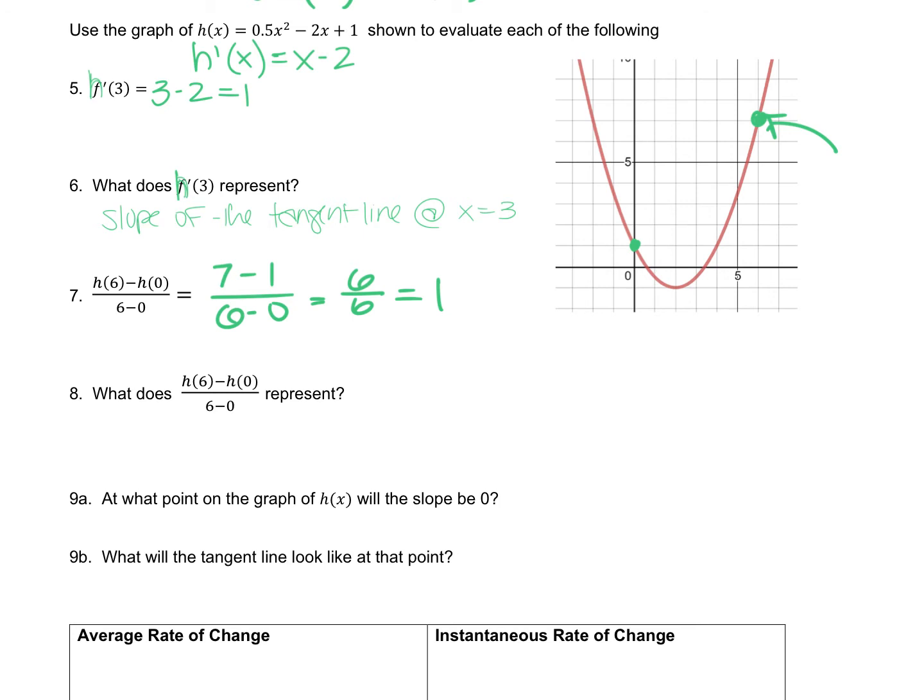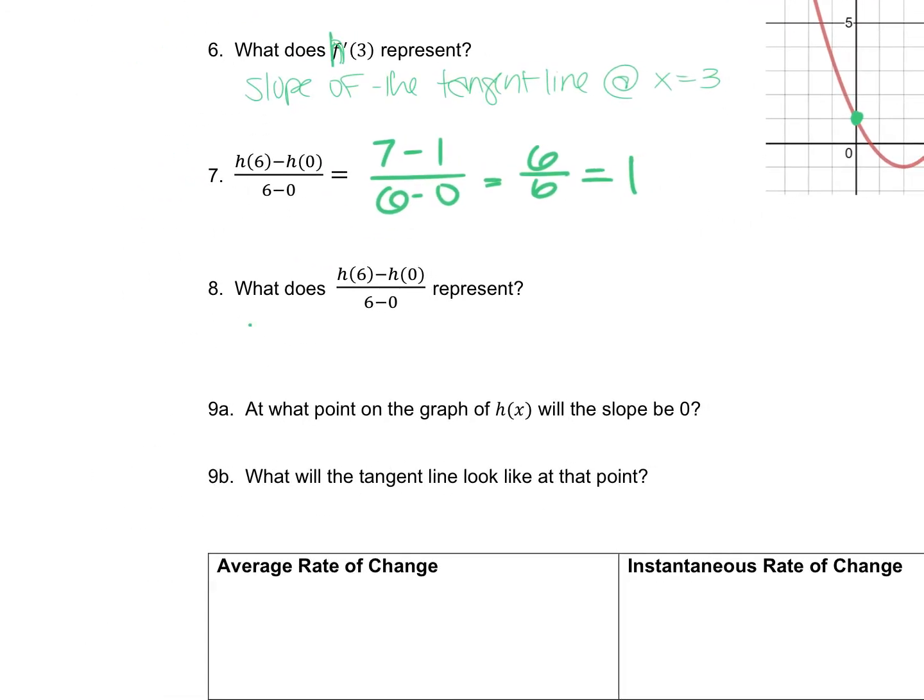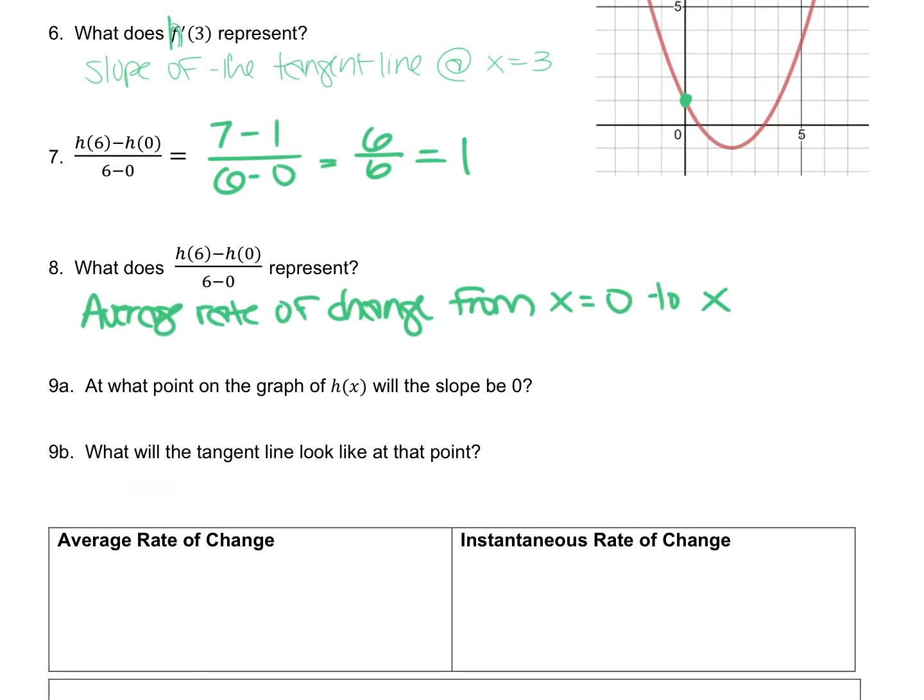What did I just find here? Is this the slope of a tangent line? Like, what did I just get? This is the average rate of change. Anytime you see the actual slope formula, this represents average rate of change from x equals 0 to x equals 6. Or you could say between x equals 0 and x equals 6.